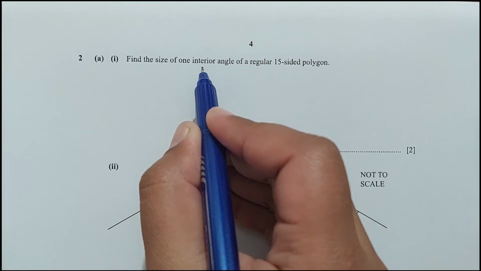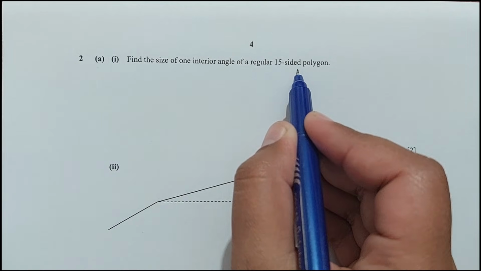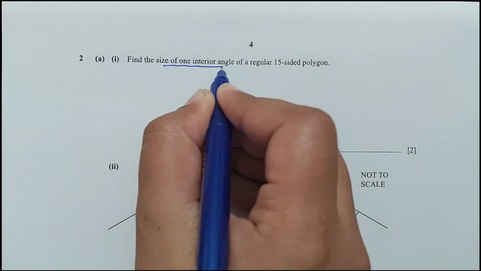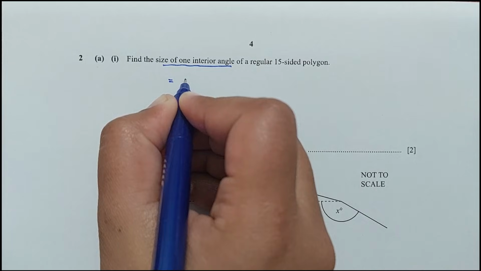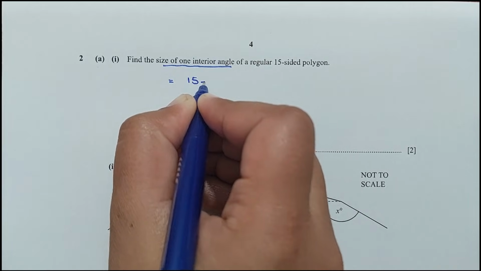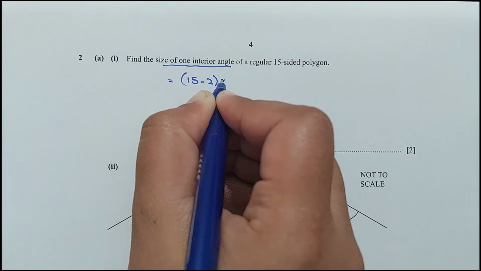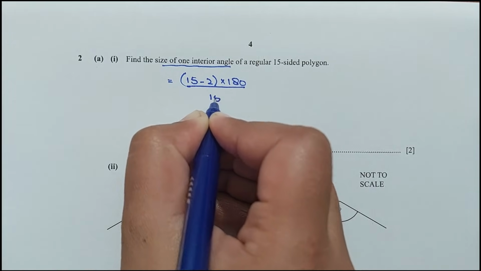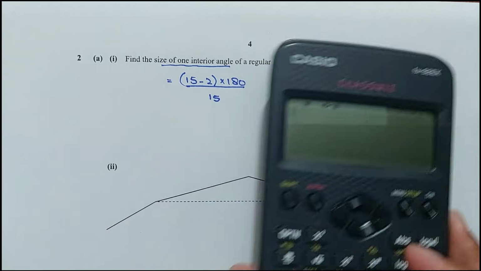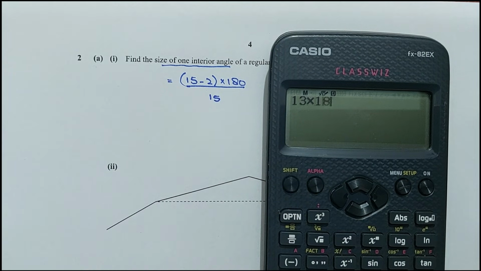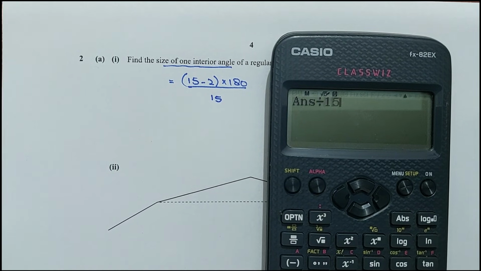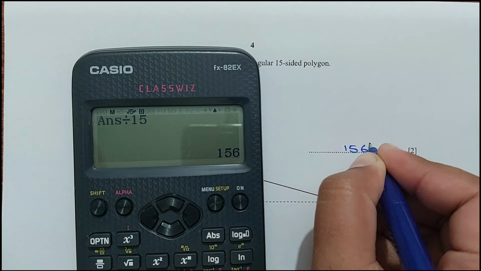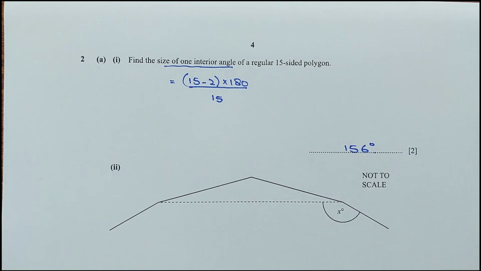Find the size of one interior angle of a regular 15-sided polygon. The measure of each interior angle of a polygon equals the number of sides minus 2, times 180, divided by the number of sides, right? So 13 times 180 divided by 15 is 156 degrees.